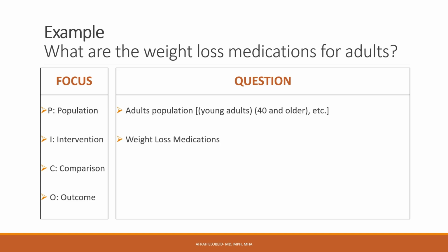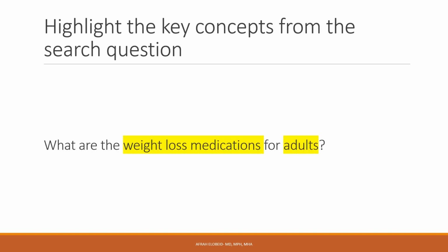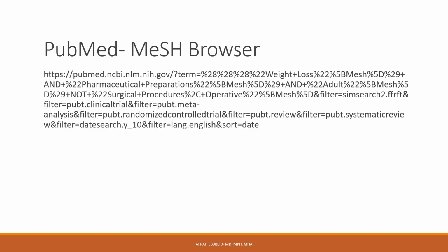Then the intervention. Here in this question, the intervention is the weight loss medications or drugs. The comparison is versus the surgical interventions. And the outcome, we want to reach the normal weight. So the question will be, what are the weight loss medications for adults? We highlight the key concepts, which are weight loss, medication, and adults. So what we will do is go to the PubMed MeSH browser. Just type PubMed in your browser, and you will find the PubMed main page. Let's do that practically here.